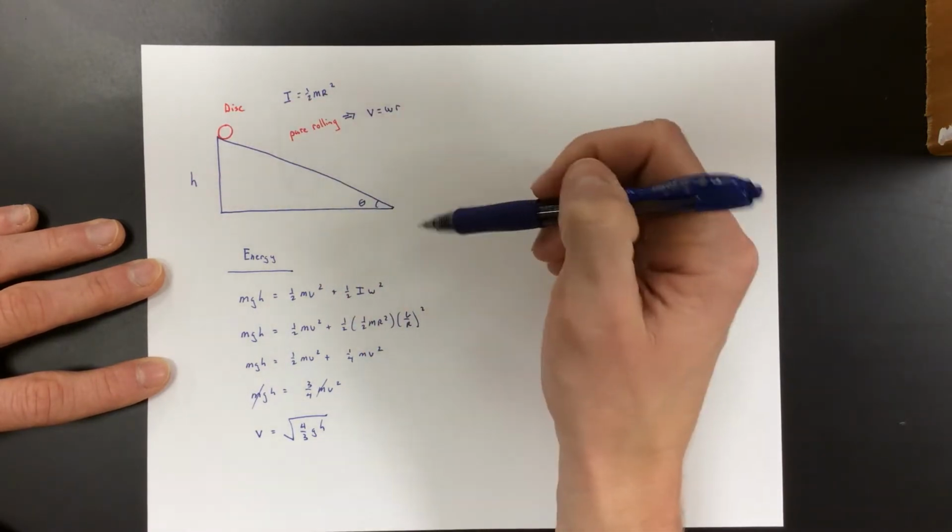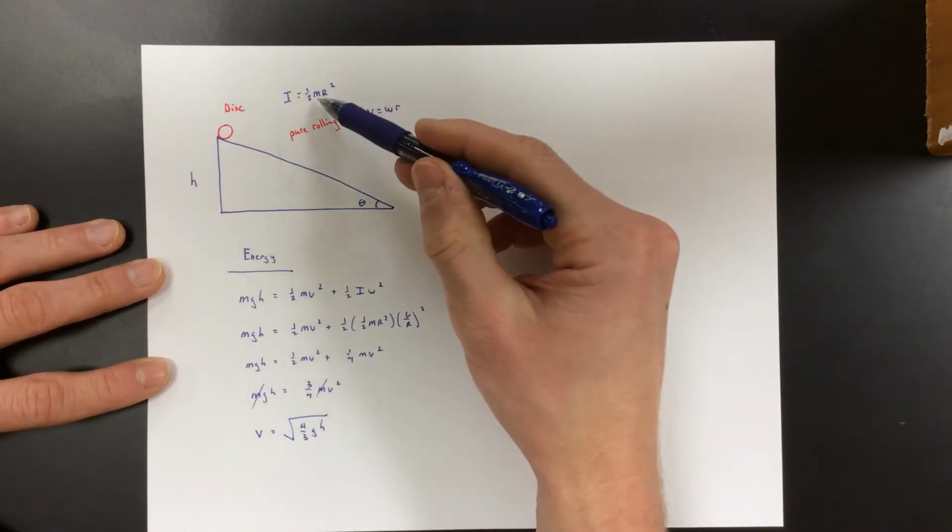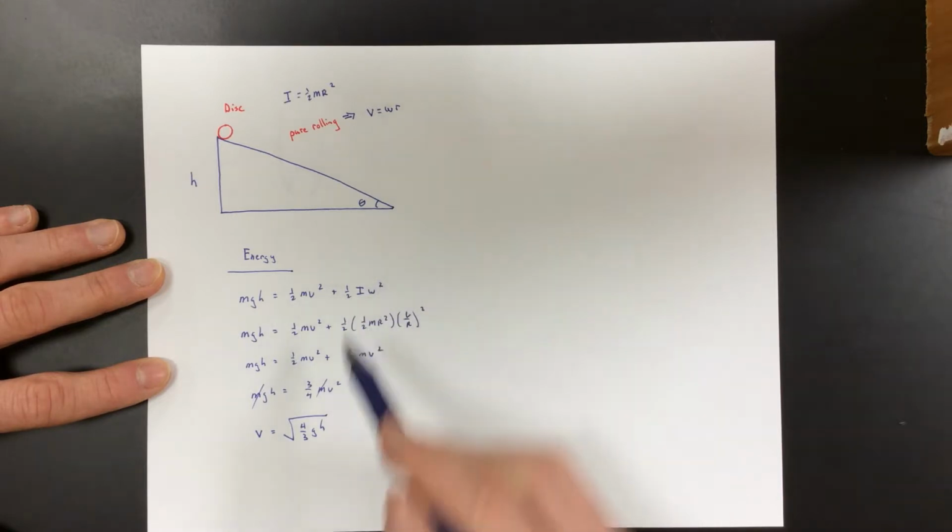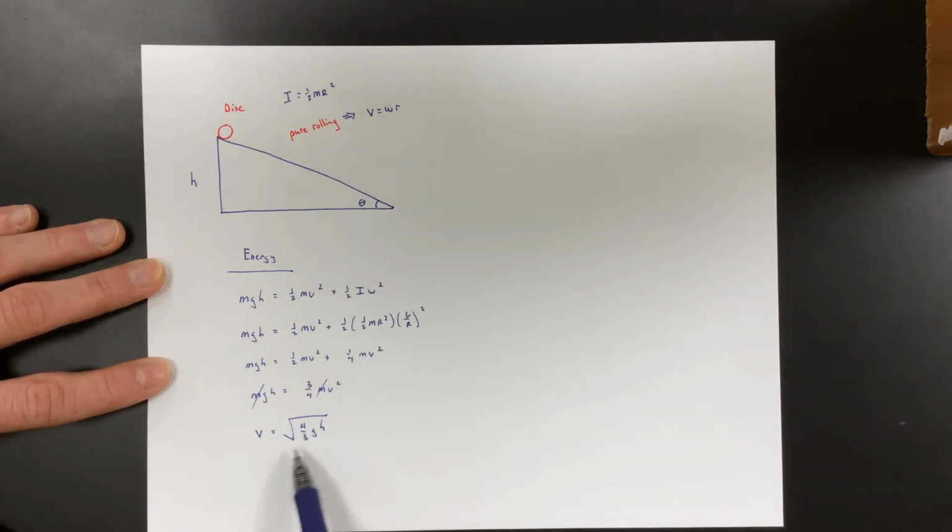Now, if you rolled a ball or a hoop, they'd all be different because the moment of inertia would change and this factor would change. It'd still be very similar. Instead of 4/3, it might be 10/7 or something, but it would still be the square root of something in terms of gh.